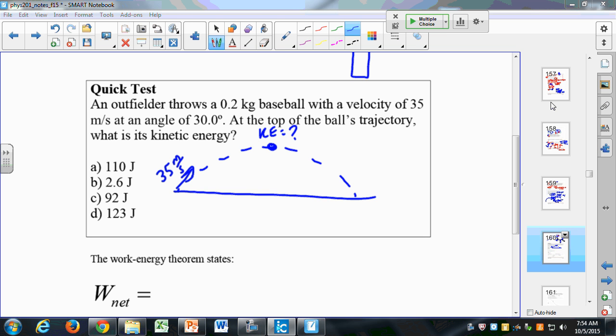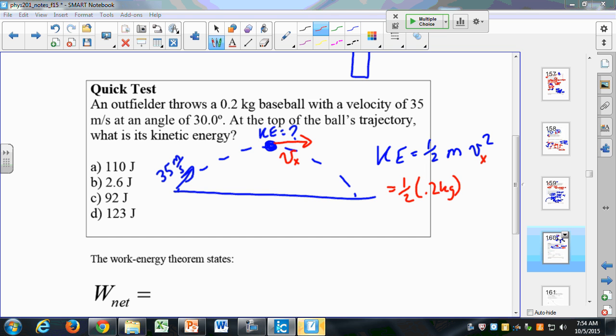So I know our kinetic energy is 1/2 mv squared, but at the top, remember, my velocity is only in the x direction, and that's equal to vx. So for this particular problem, I'm looking at the velocity in the x direction only. So it's going to be 1/2 times the mass, which is 0.2 kilograms, times the velocity, which is going to be 35 cosine of 30. You have to be careful to square that whole value, and that's equal to 92 joules.